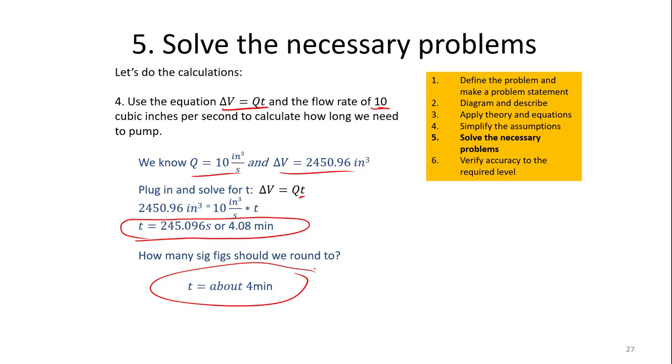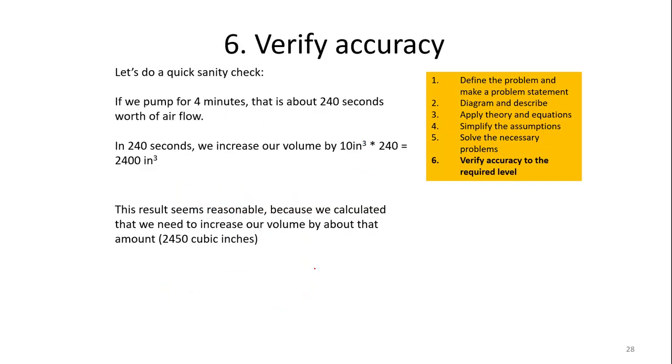Finally, our last step is to verify the accuracy. Let's do a quick sanity check. If we pump air for 4 minutes, that's about 240 seconds worth of airflow. And in 240 seconds, we would increase our volume by approximately the right amount of 2,400 cubic inches. So this result seems reasonable.